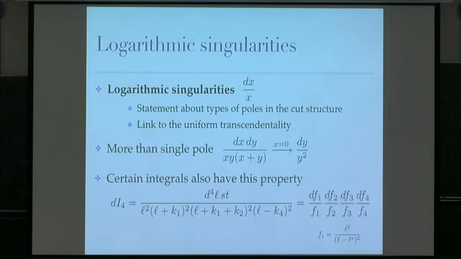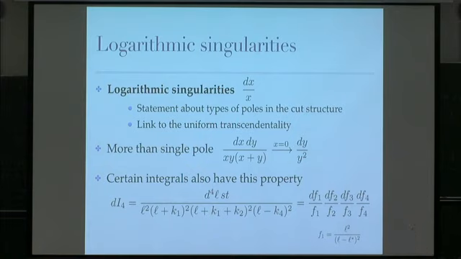Okay. Now more about these logarithmic singularities. So I keep talking about logarithmic singularities. Again, it means that if we go to a pole in some parameterization where x goes to 0, the function, or the form, behaves like dx over x. And this is the statement about the poles in the cut structure.